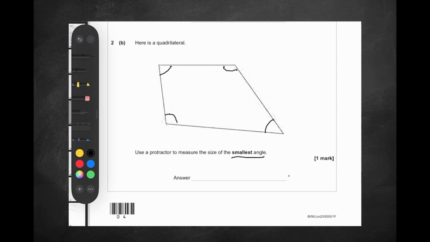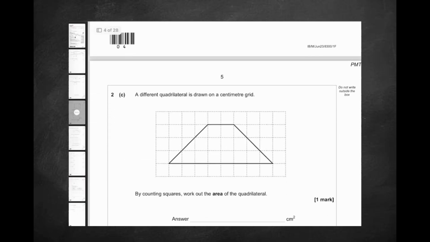So what you'll need to do is place your protractor just like this, with 0 just here, and then your answer is going to be just here on your protractor. And again, the mark scheme gives you a little bit of leeway between 48 degrees and 52 degrees, so we're going to put 50 degrees as our answer.